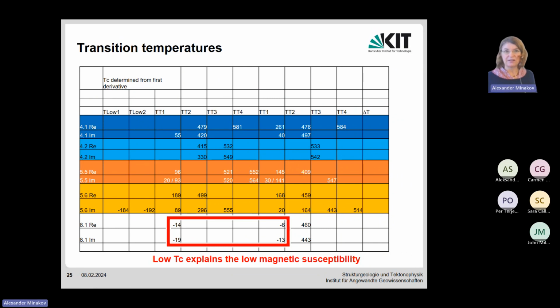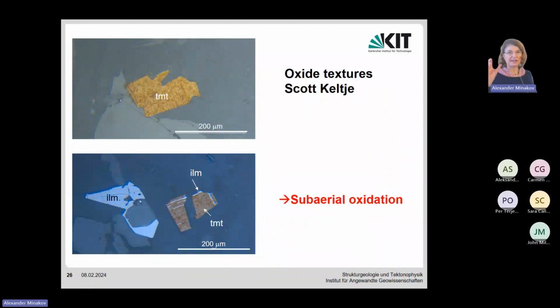And I will show you that this cannot be explained if you only look at the magnetic mineralogy in a thin section, because titanomagnetite is very similar in concentration. But let's first have a look at the Scott Keltier oxide textures. So here, we will hear this later.